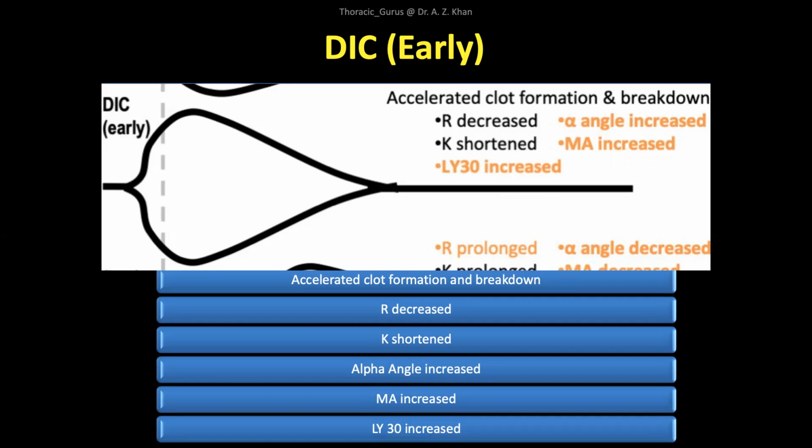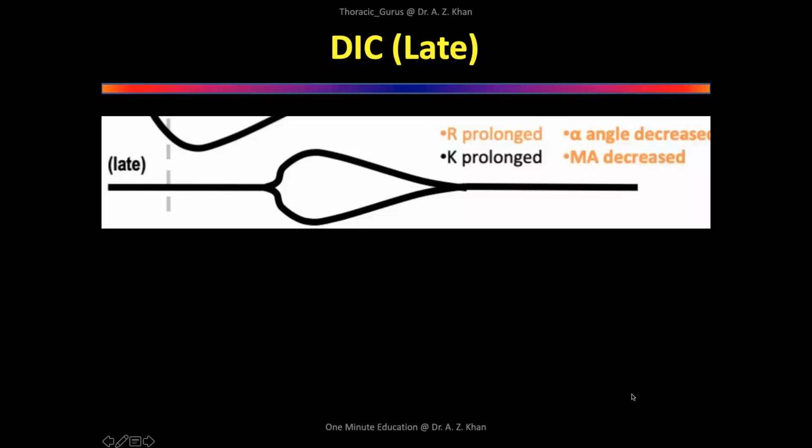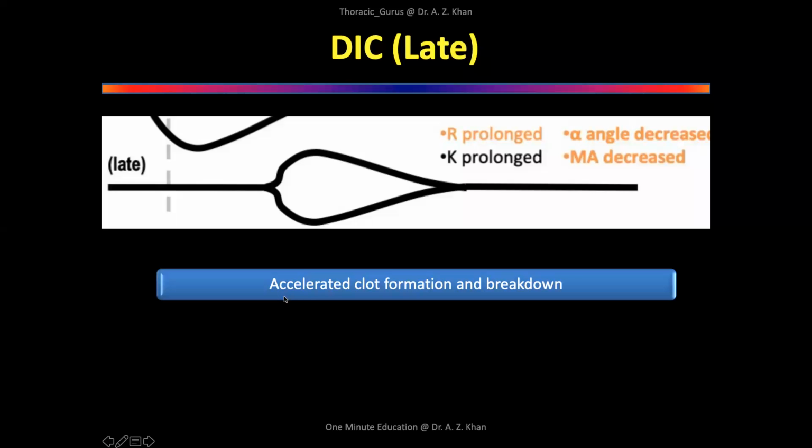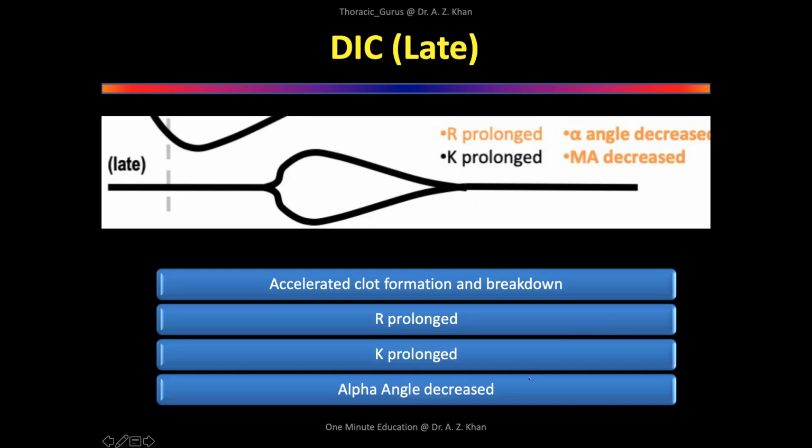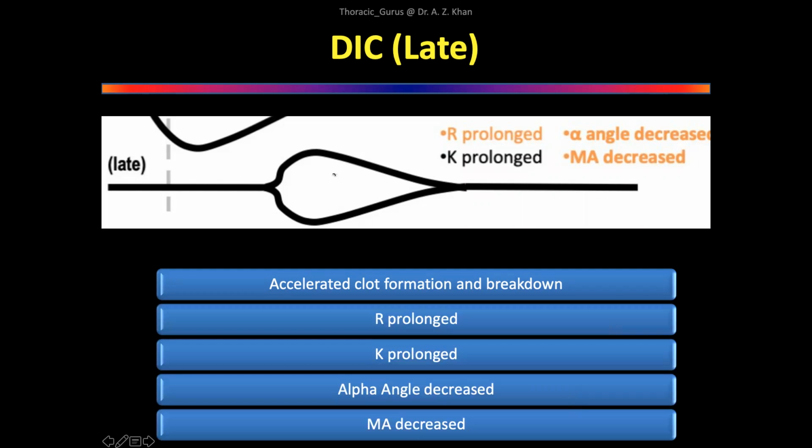And when you finish the early DIC, then you go into late DIC, and in late DIC, everything gets prolonged. So there is a prolonged R time, a prolonged K time, the alpha angle decreases, and the MA is decreased. So this is in late DIC, where everything gets stretched out quite a lot.